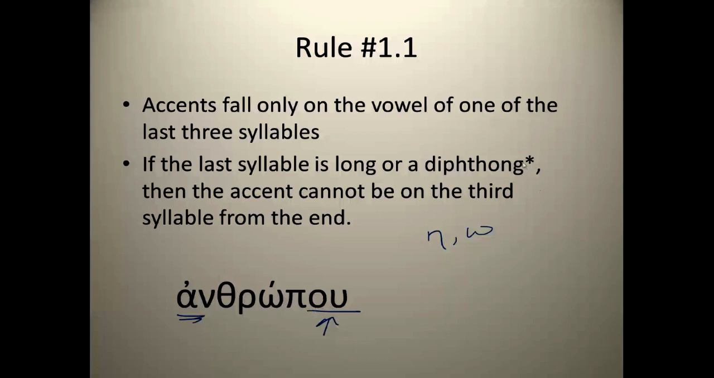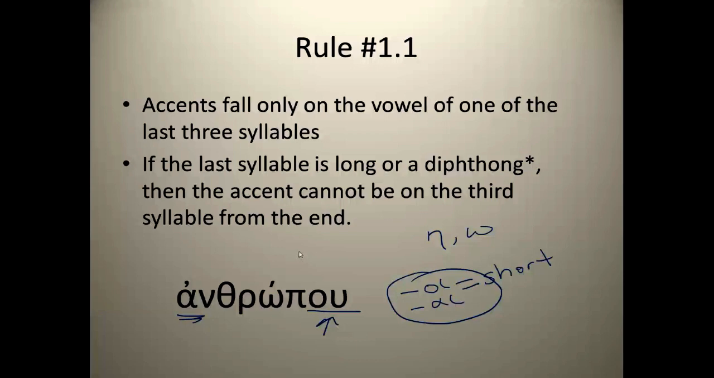Now you'll notice I put a little asterisk there. There's a little weird rule here that if the final 2 vowels, if that diphthong is actually an oi or an ai, that is going to count as short. Okay, so these equal short. So if your word ends in one of these 2, then the accent could fall on the 3rd syllable from the end. All right, but take that rule 1 and 1.1 pretty seriously.